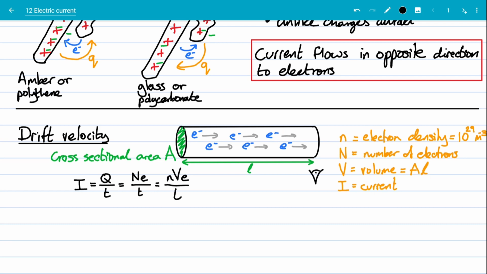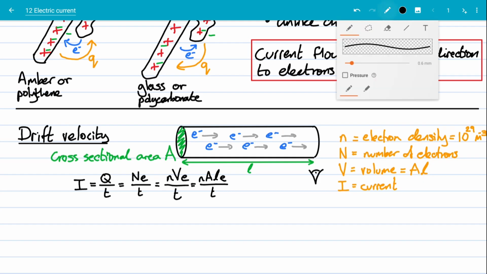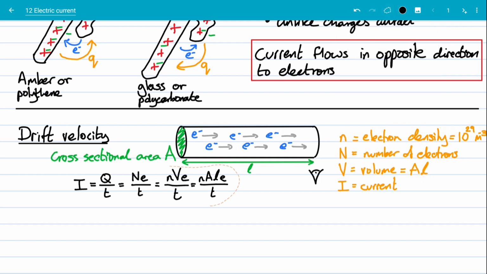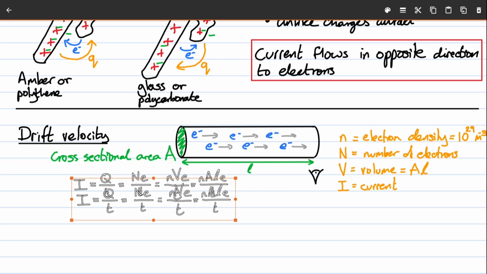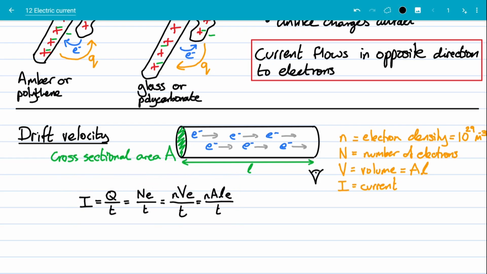And I end up with something like this. And what is the volume? Well, the volume is going to be A multiplied by L. And here's the exciting bit, L over T. Well, L is the total length of this wire, and T is the time it would take for that amount of charge to pass where I've drawn the I. So in other words, L over T is the average velocity of the electrons. There we go, and there it is.